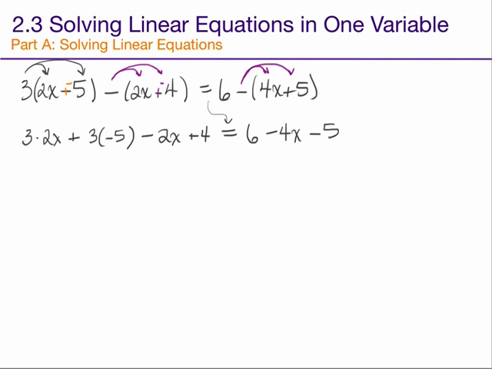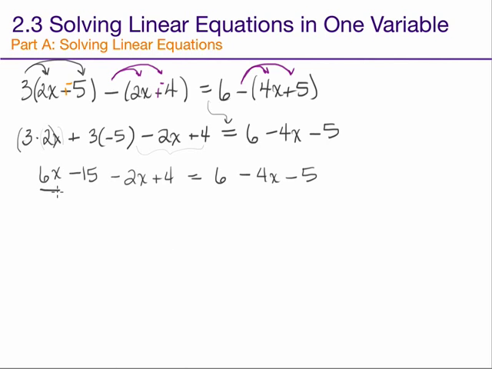The associative property of multiplication lets me reassociate the 3 and the 2. 3 times 2 is 6. 3 times negative 5 is negative 15. Copying the rest down, I get negative 2x, or minus 2x, plus 4 equals 6 minus 4x minus 5. That's simplifying my multiplication. Now we'll go back through and combine like terms.